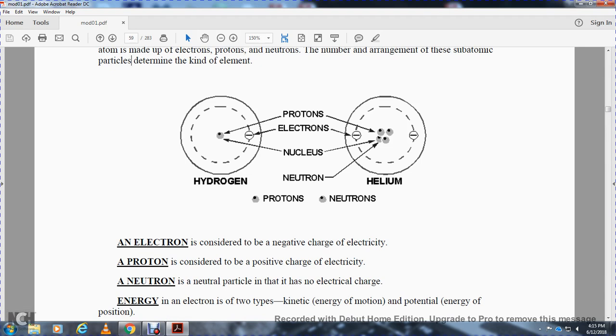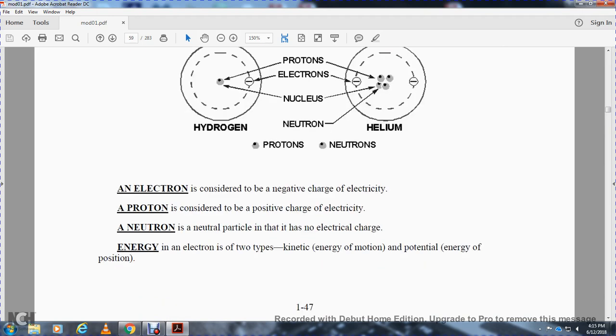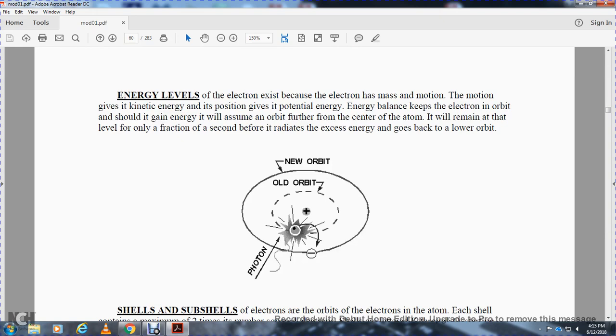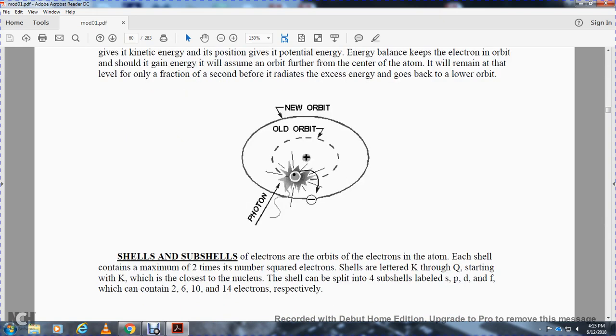Energy of electrons is of two types: kinetic energy, due to motion, and potential energy, due to position. The energy level at which the electron exists depends on this. The electron has motion and mass, which give kinetic energy, and position, which gives potential energy. This balance keeps the electron in orbit. If it is given extra energy, it will assume an orbit further from the center of the atom. Excess energy can be released as a photon when the electron falls to a lower orbit, from the new orbit to the old orbit. This shows the shells and subshells of the electrons in each atom.